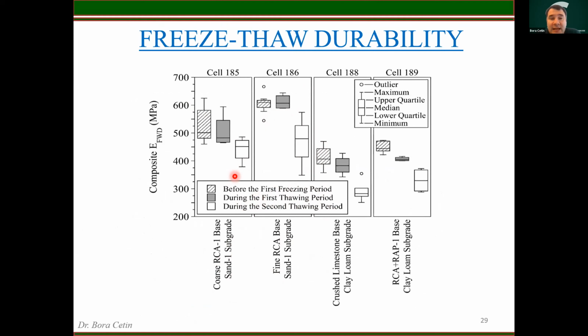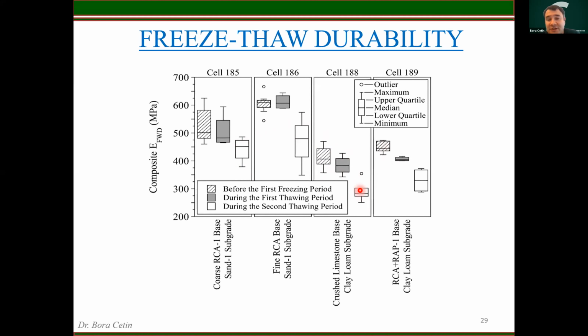As you can see, they overperform. Their elastic modulus didn't change in the first year at all, while the elastic modulus of the limestone and the RCA rep mixture changed, with an increase after the first year of freezing and thawing. However, in the second year, we see some decrease in the coarse RCA and fine RCA materials' stiffness. However, it is still much higher than the stiffness of the original limestone and RCA rep mixtures before they were even exposed to freezing and thawing.